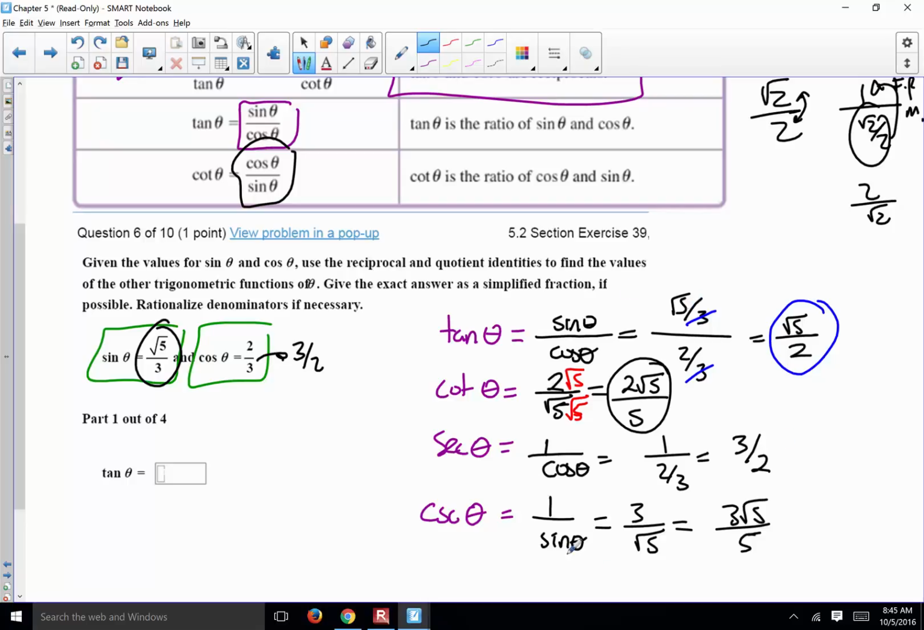So you will just type in the answers in the answer box here, in each part.